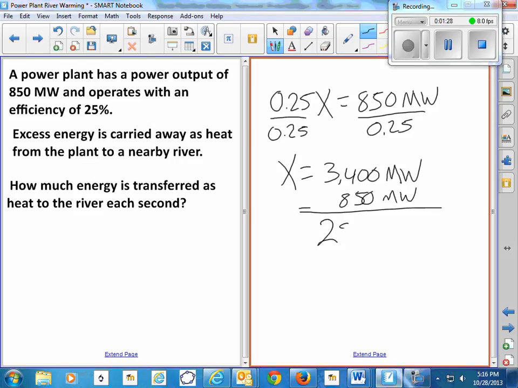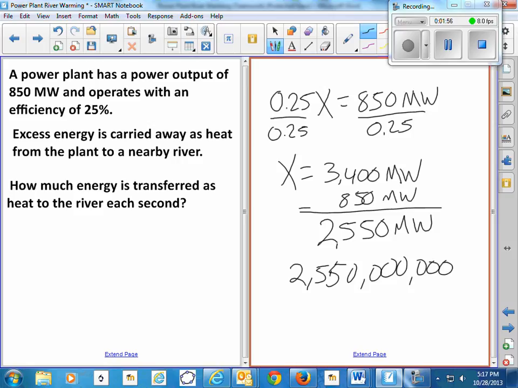equals 2,550 megawatts. A megawatt is, well, a watt is a joule per second, and mega means 10 to the 6th. So it's 2,550 with 6 more zeros, because mega means 10 to the 6th. So it's 2.5 billion joules of heat. Uh-oh, are we going to warm up our river?